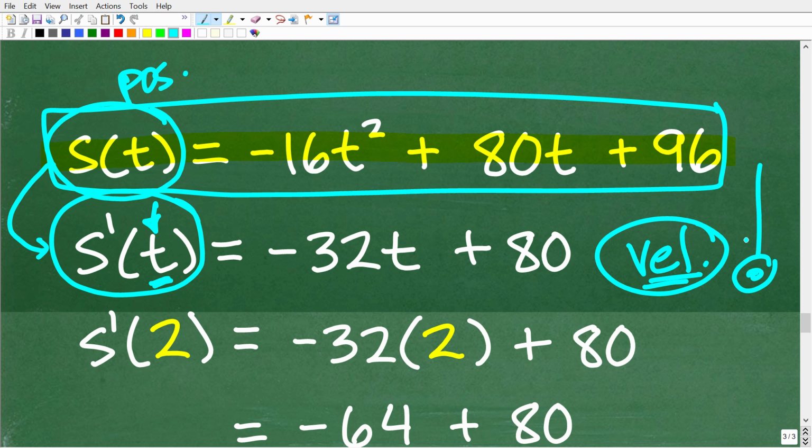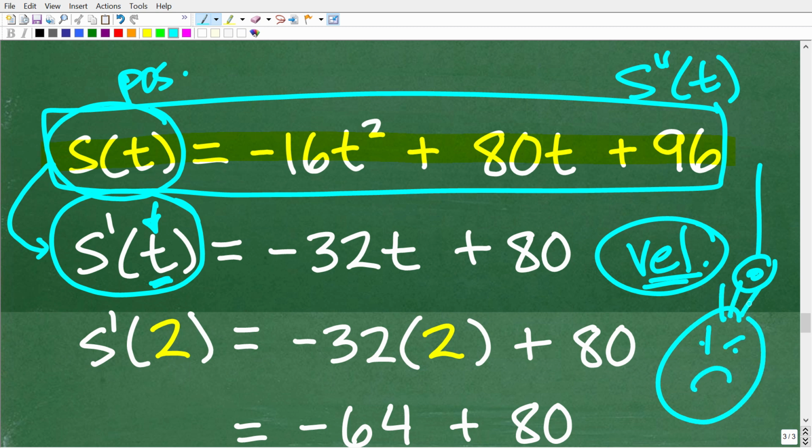Now, if we take the derivative of the first derivative, we end up with something called the second derivative. That's s double prime of t. Now, a lot of you might be saying, Mr. YouTube Math Man, this is getting complicated. Well, it's not that difficult, all right? The math here is what I'm referring to, but I just want you to pay attention to the big picture concepts.